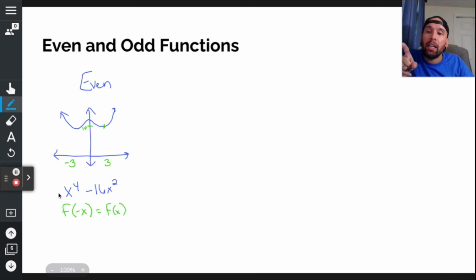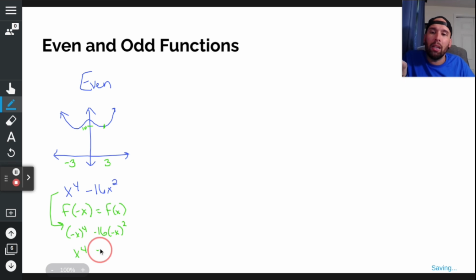Now, the way I show that here is if I were to replace every x with negative x, do the math, do I get the original function that I started out with? So if I replace x with negative x, so negative x to the fourth minus 16 negative x squared, well, negative x in parentheses to the fourth is just x to the fourth, minus 16, and negative x squared is just positive x squared. It is the same thing. That's what makes this even.